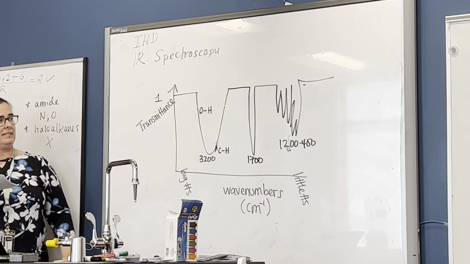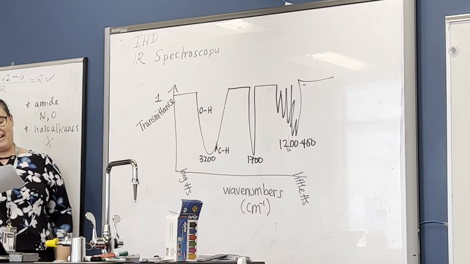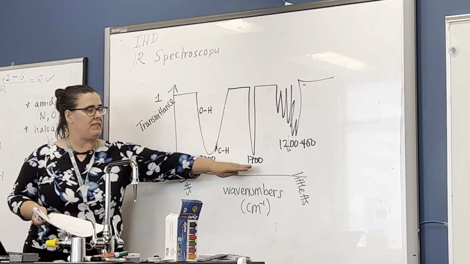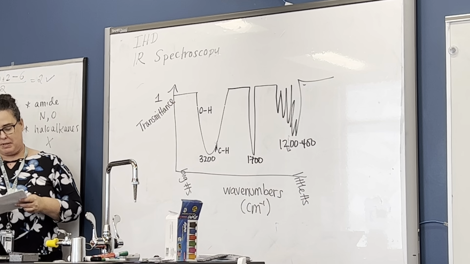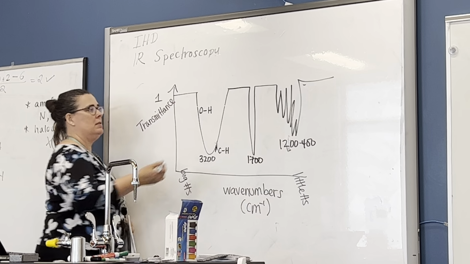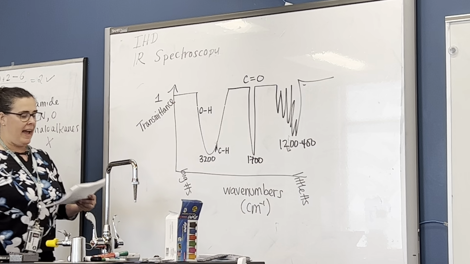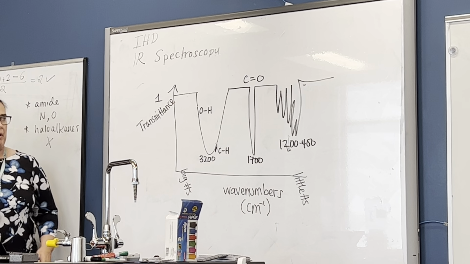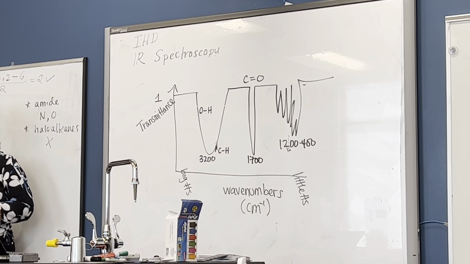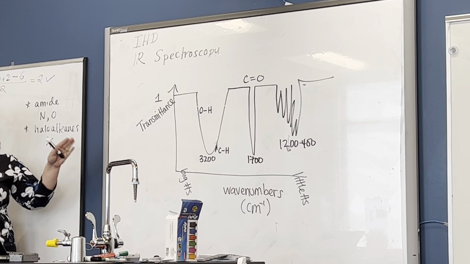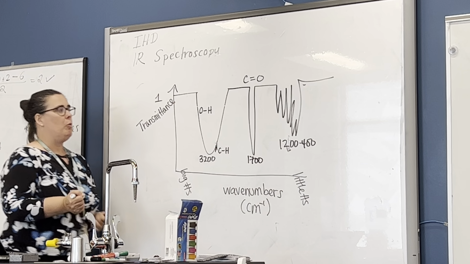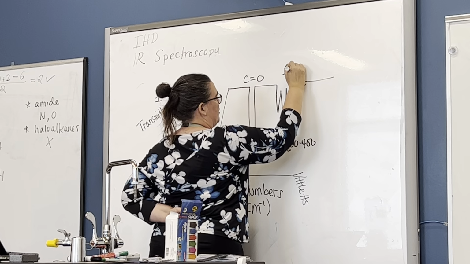The next peak that I have for you appeared around 1700. What do you think that's going to be? And then I have a lot of action between 1200 and 1400. It's frequently impossible to look at that and know what it means. We refer to this as the fingerprint region.